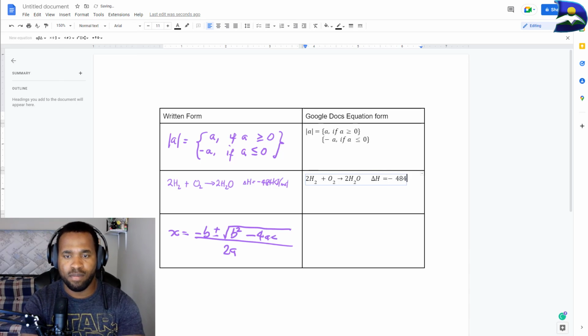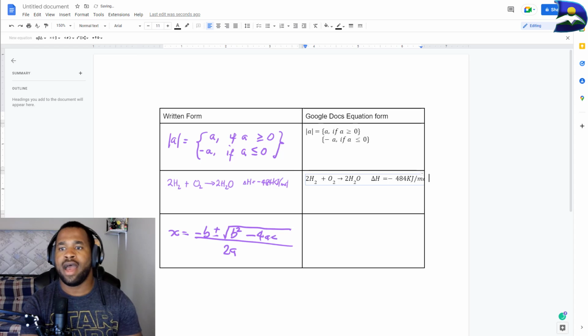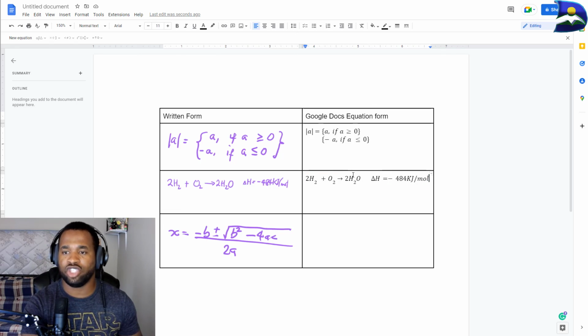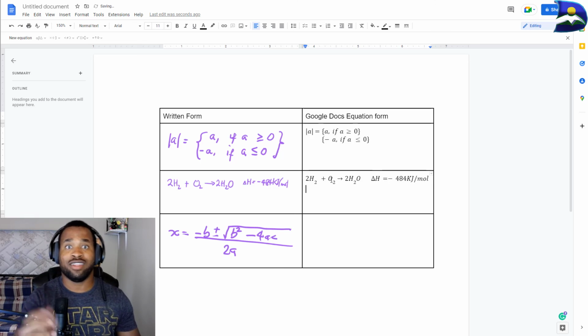484 kilojoules per mole. And so this is it. We are able to successfully type our chemical equation and its energy in this particular second case scenario.